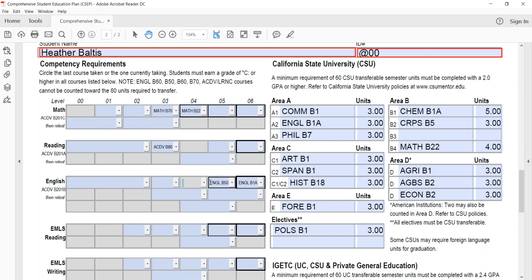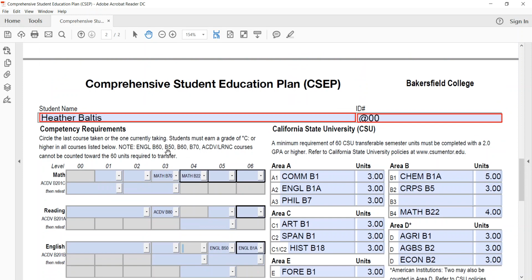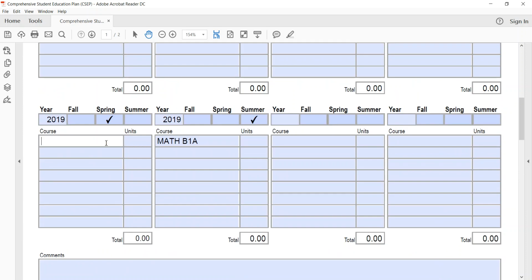So let's pretend that we got into English B50 and Math B70. So I'm going to put those in right away, because I want to get those done so I don't wait till the last semester and think, oh, I need to take my lower division math classes, and then all of a sudden realize that you're not going to be able to do that. Okay, B50. And B70 is a 5-unit class, and B50 is a 4-unit class. So right now I already have 9 units.